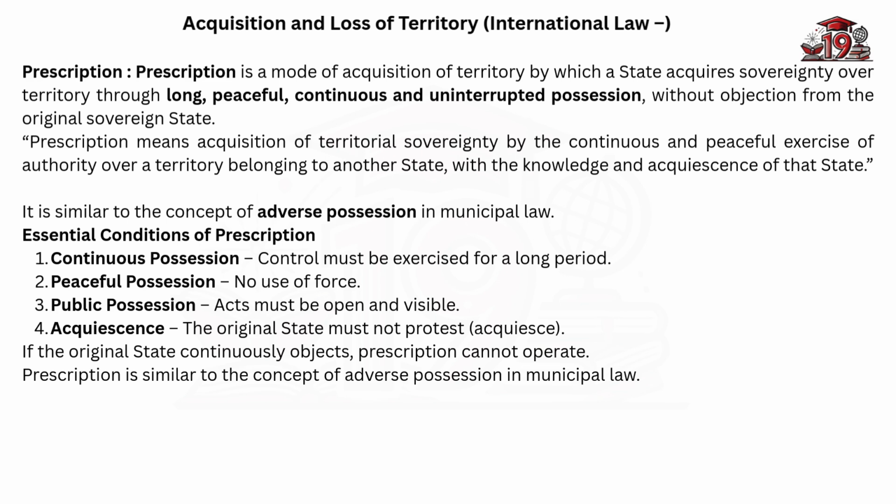Essential conditions of prescription. Continuous possession. Control must be exercised for a long period. Peaceful possession. No use of force. Public possession. Acts must be open and visible. Acquiescence. The original state must not protest. If the original state continuously objects, prescription cannot operate. Prescription is similar to the concept of adverse possession in municipal law.